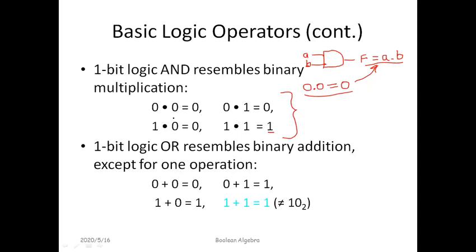So the dot here indicates AND. Now you've noticed that this AND operation resembles very much binary multiplication. If you multiply 0 and 0, you get a 0. You multiply 0 and 1, you get a 0. You multiply 1 and 0, you get a 0. Multiply 1 and 1, you get a 1. So this is what this statement implies.